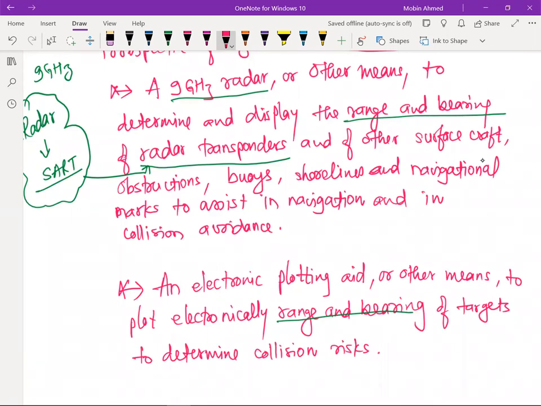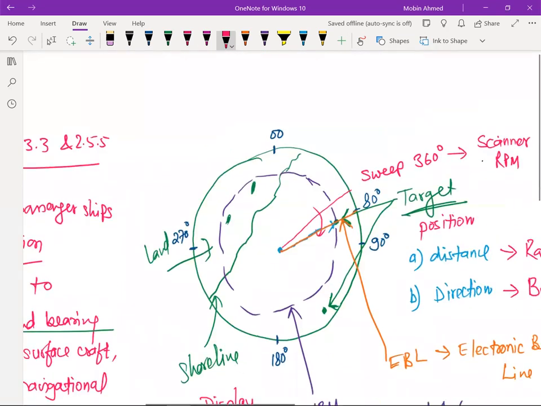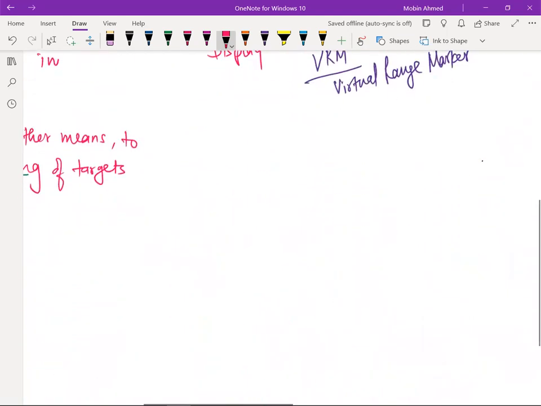Now it is saying about the electronic plotting aid. This is not an ARPA. ARPA is different. This is saying only about the electronic plotting aid, meaning there has to be some add-on to the display. So it is going to plot the range and bearing. Now how it is going to plot, just understand.